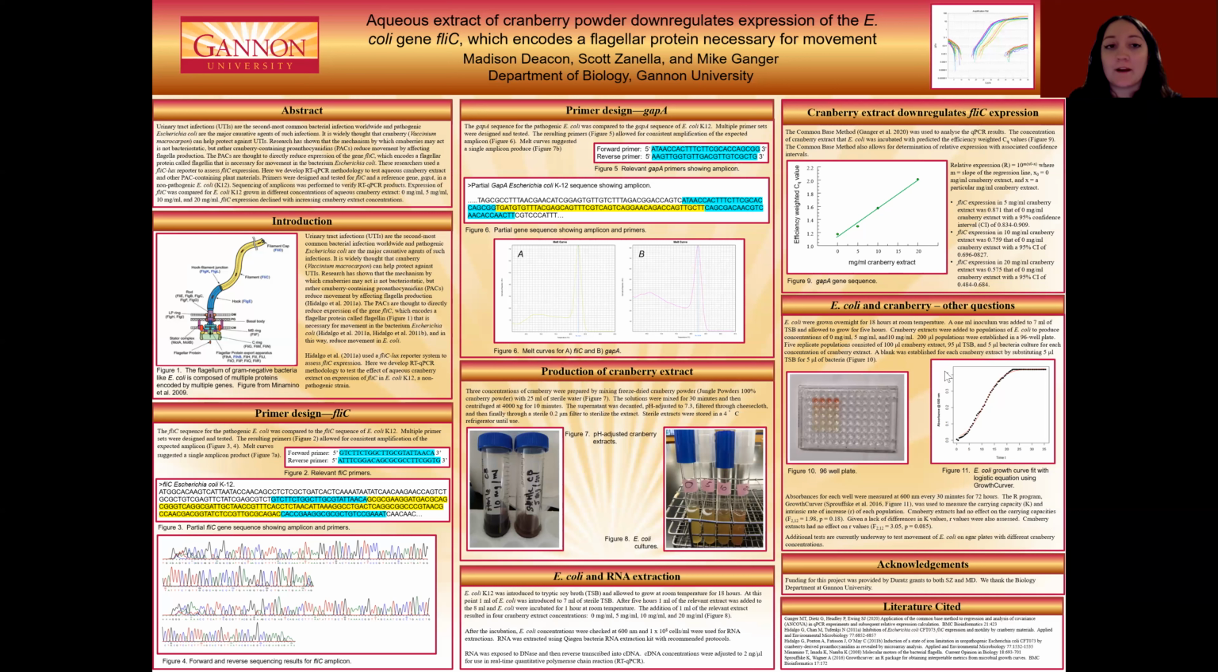And for E. coli and cranberry, we wanted to test if cranberry's effect on fliC expression was direct or indirect. This experiment showed us that the growth of E. coli in the different cranberry concentrations didn't change and grew just as well with any concentration of cranberry in it. This actually suggests to us that cranberry has a direct mechanism effect on fliC expression and is not just causing E. coli to divert resources for survival.